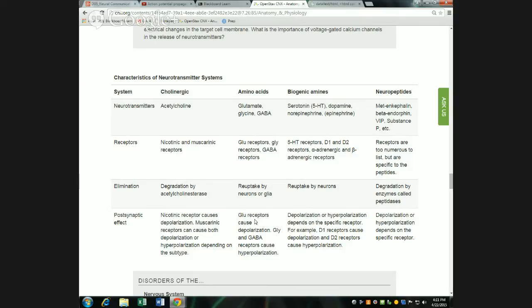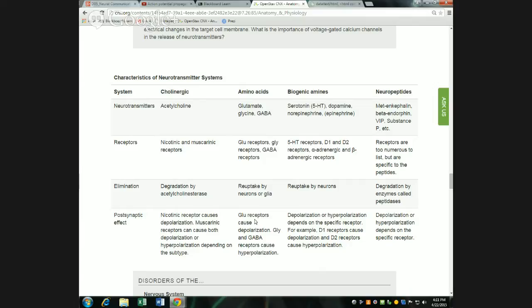Actually, cholinergic is the only system name there because it's a unique one. There's actually 3 different systems represented in the amino acid column and 3 different ones represented in the biogenic amines column. But those 2 columns are talking about different classes of neurotransmitters. And I'll give you the system name as we talk about it. Now, the cholinergic system, which is the only one in this sort of representative example, is based on acetylcholine.